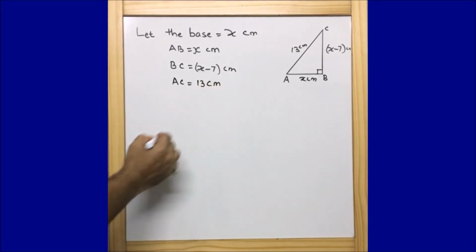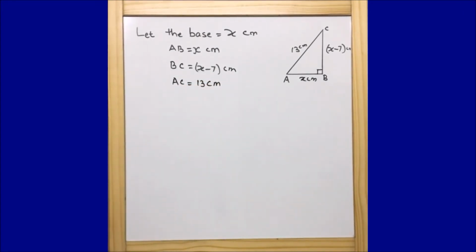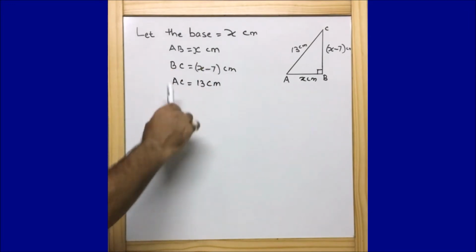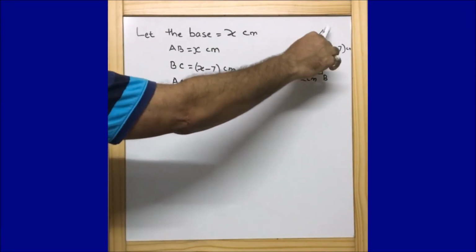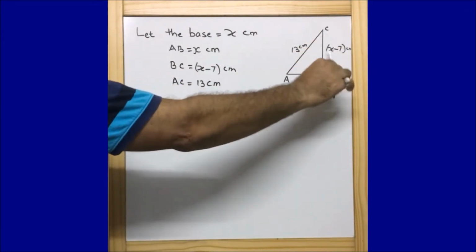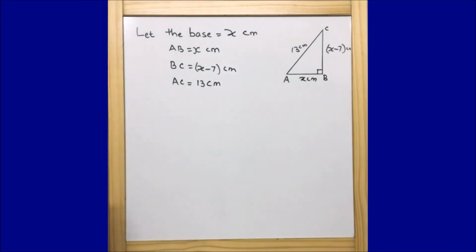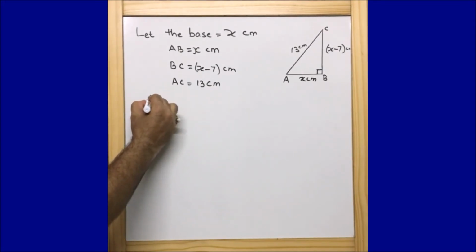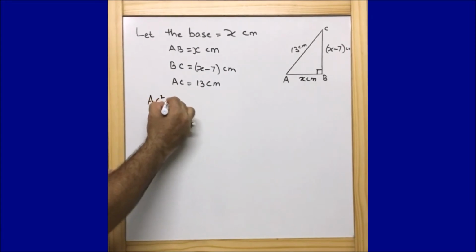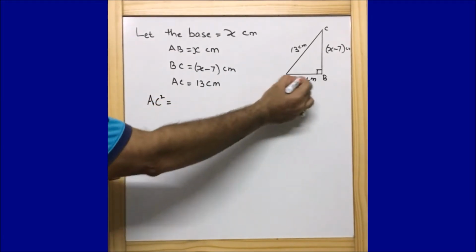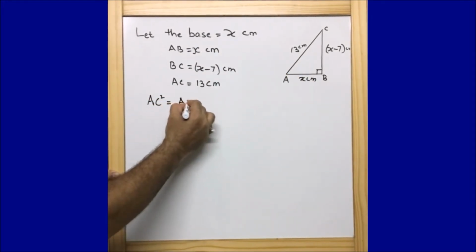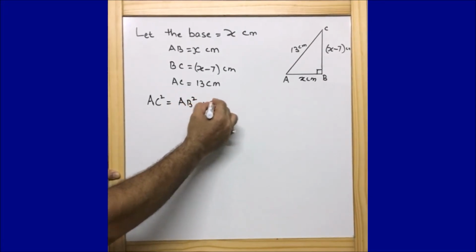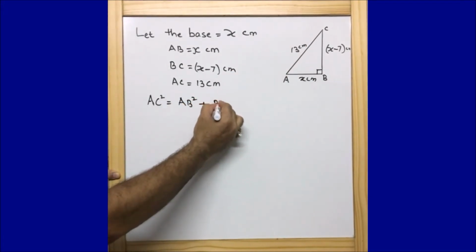Now guys, our main intention is first of all to find out the value of x. Once we get the value of x, then definitely we can get the value of BC, that is altitude also. Okay, now let us apply the Pythagoras theorem here and let's see how it goes. As per the Pythagoras theorem, AC square, that is the square of hypotenuse, is equal to square of base AB square plus square of height, that is BC square.